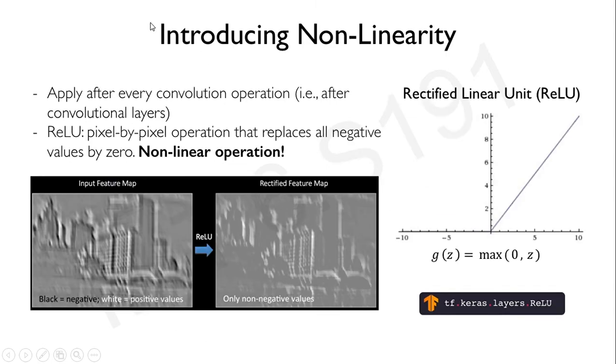So after convolution, the next step that I mentioned is applying a non-linearity to the output of a convolution layer. We do this because image data is highly nonlinear, right? And in CNNs, it's very common practice to apply nonlinearities after every convolutional operation, that is, after each convolutional layer. The most common activation function that is used is called the ReLU function, which is essentially a pixel-by-pixel operation that replaces all the negative values that follow from convolution with 0.